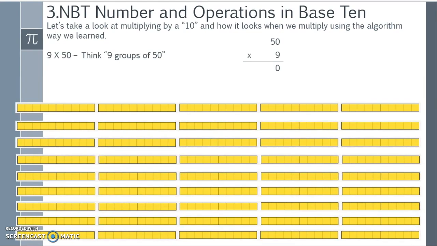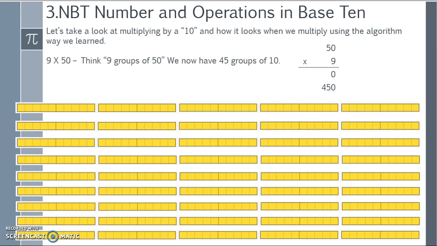So currently I have 50 times 9. We would take 9 times 0 and get 0 in the ones category. Notice we don't have any ones here. They're all a bunch of 10s. Well, then if I have a bunch of 10s, we need to regroup them into hundreds, correct?